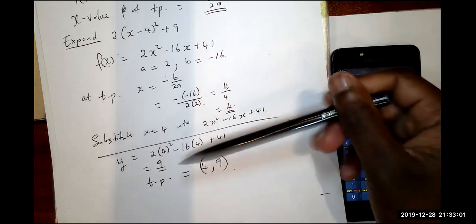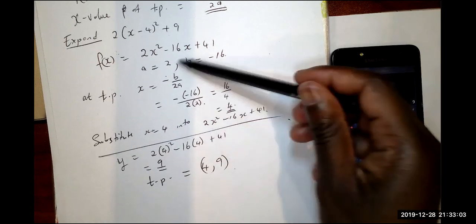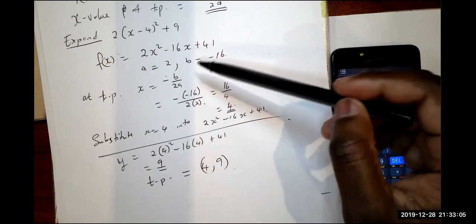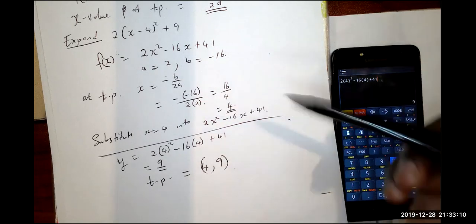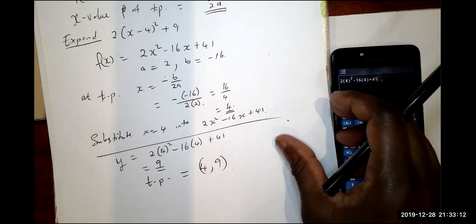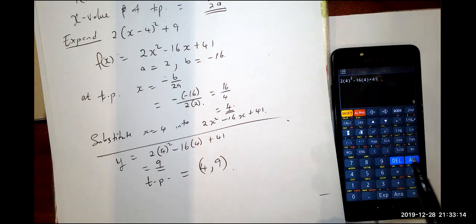Then here, if you are given an equation in this form, what am I supposed to do? I need to find the x value first, then I substitute into the original equation, then I come up with the answer. Okay. So let's see the next one.